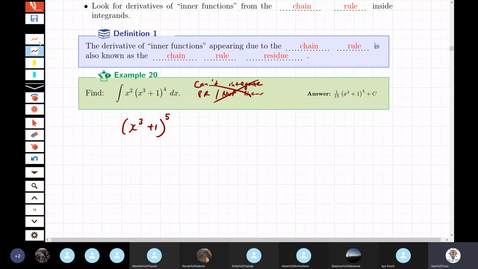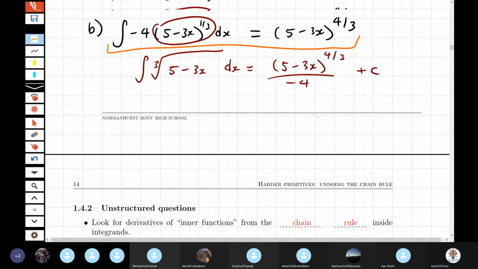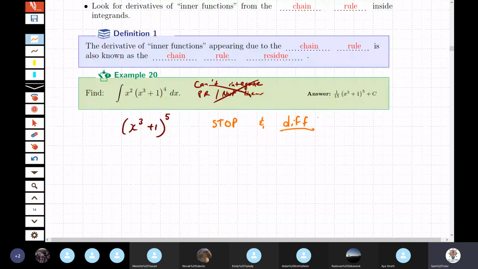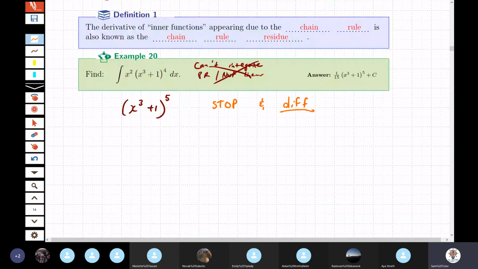All right. Now you pause. So stop and differentiate. Exactly like we did up here. We were differentiating, weren't we? All of these questions are all about derivatives, so you've got to do the same thing. Once you've established your answer almost, you've got to stop and differentiate. So let's differentiate this guy. Can someone tell me the derivative of this brown bit, please? 15x squared bracket x cubed plus 1 to the power of 4.